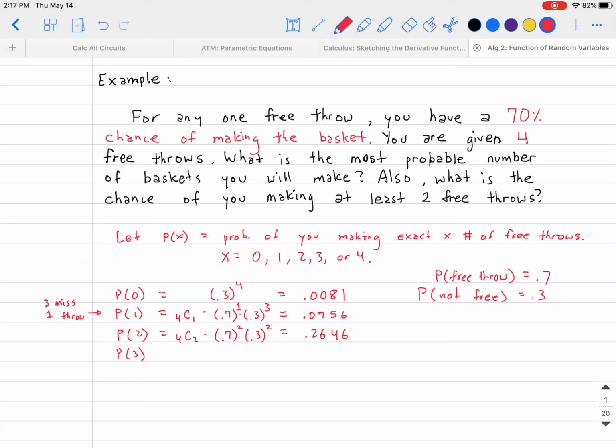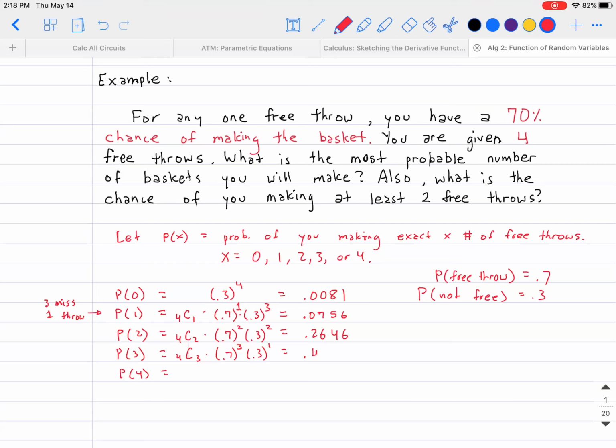A couple more things to go and then we're pretty much done. The probability of exactly 3 free throws and exactly 4 free throws. The next one is going to be 4C3, which is 0.7 raised to the 3rd and 0.3 raised to the 1st. Let's put that into the calculator, with 3 here, 1 here, and 1 here.